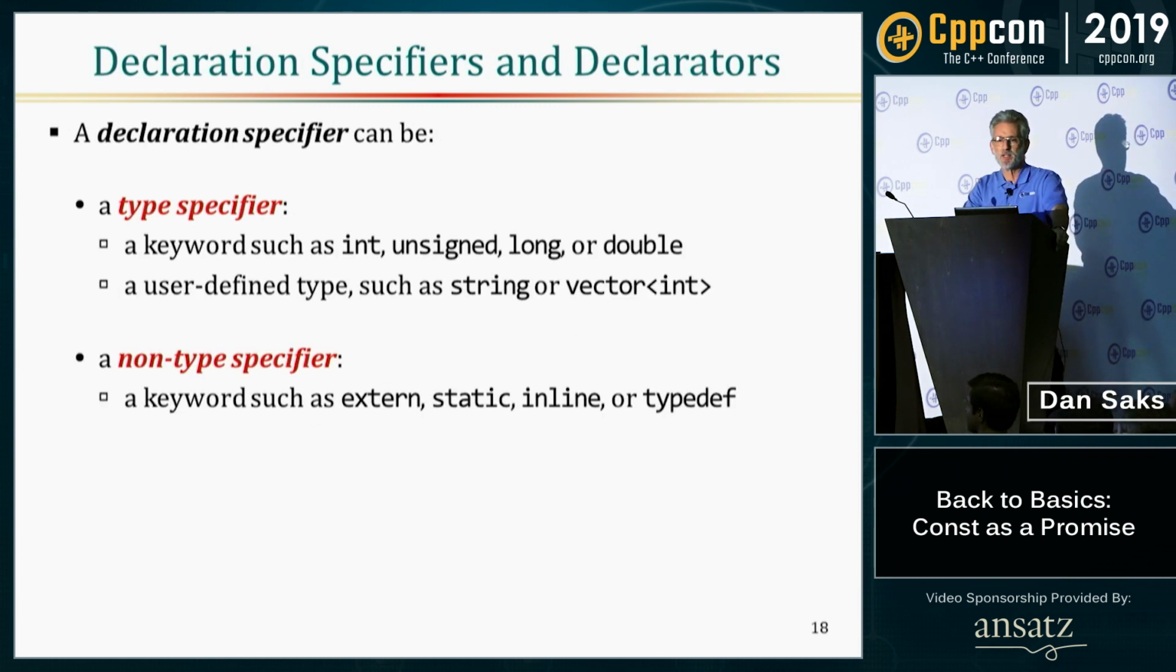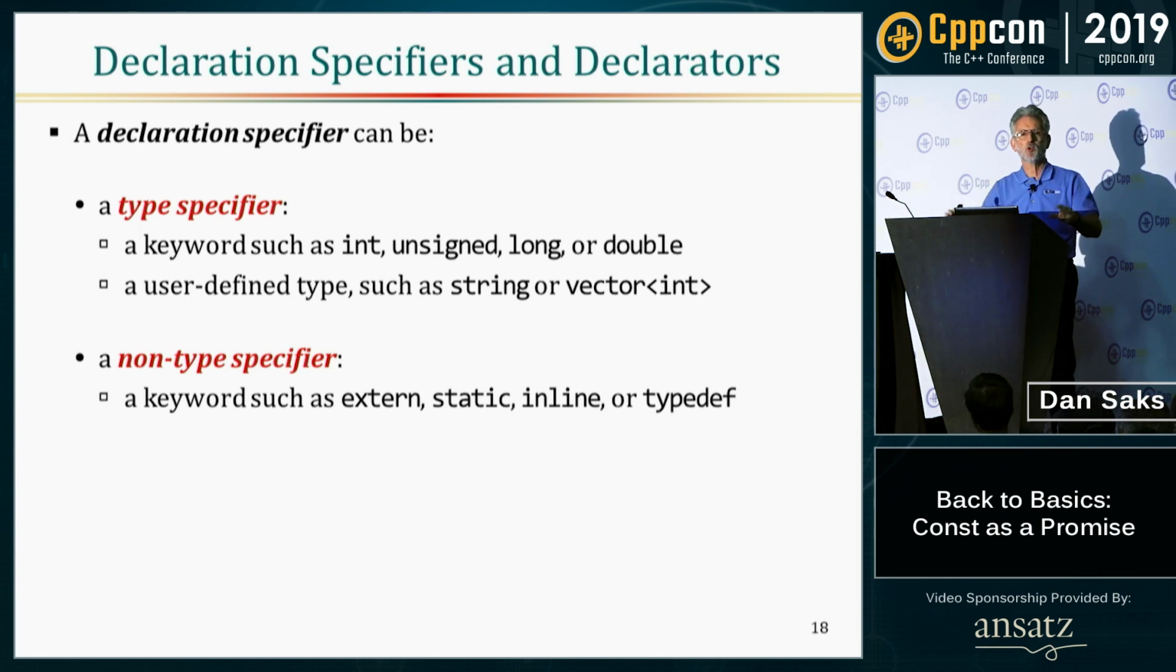Now the declaration specifiers, you know what these things are. But the important thing is they break down into two broad categories, type specifiers and non-type specifiers. Type specifiers are things like int, unsigned, long, double, or user-defined types, in this case like string, or even the instantiation of a template like vector int. Those are all things that could be type specifiers. The non-type specifiers are the other keywords that handle things like storage classes or function properties, like virtual, inline, typedef. Those are the non-type specifiers.